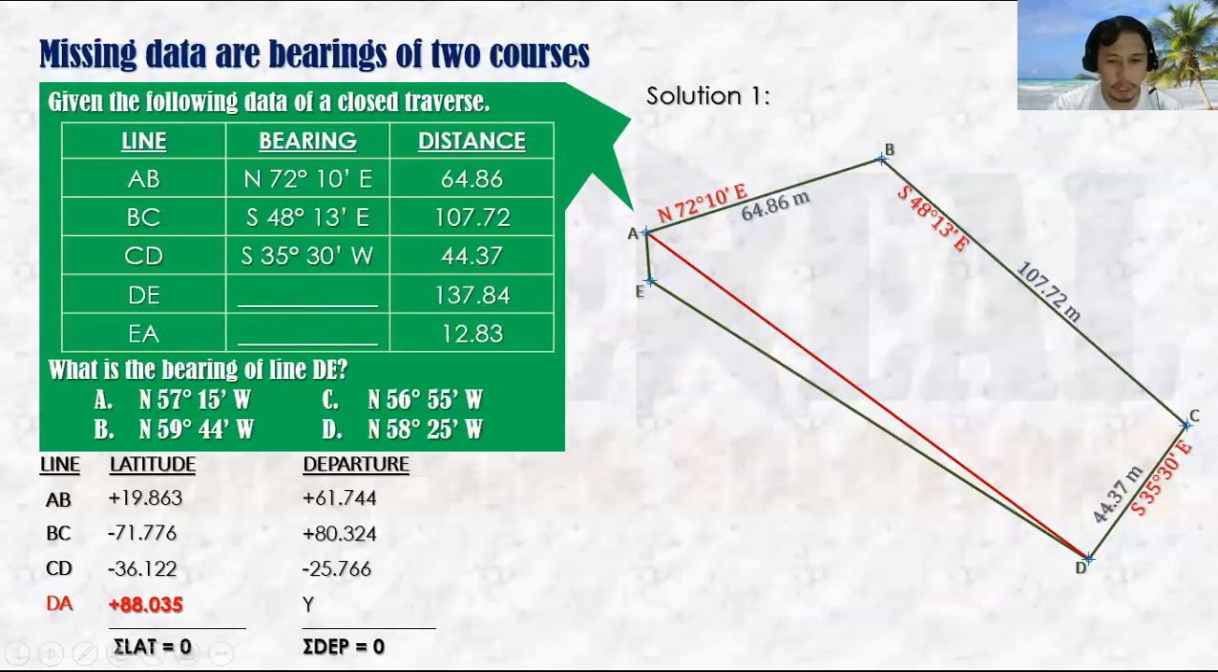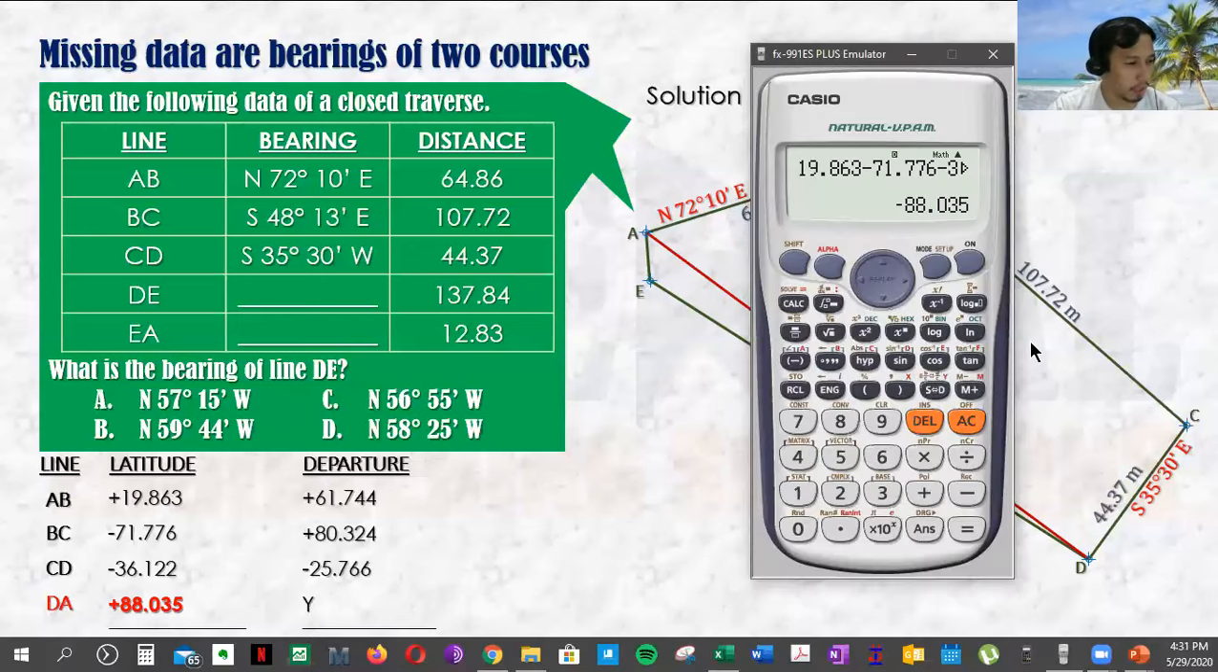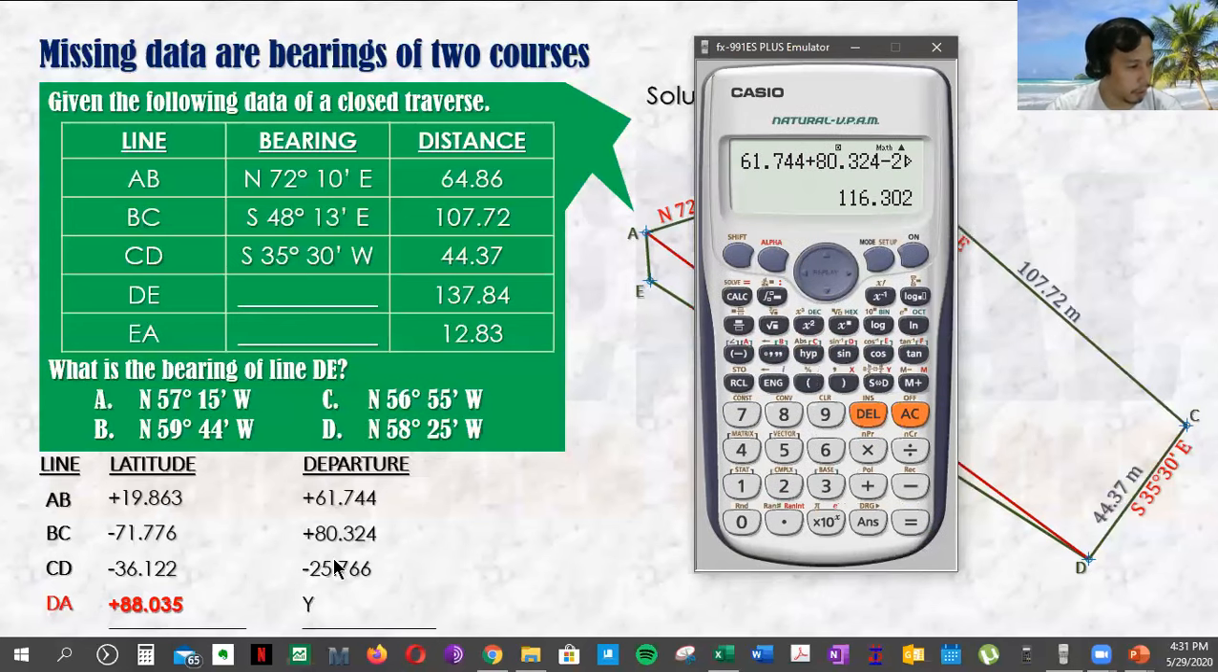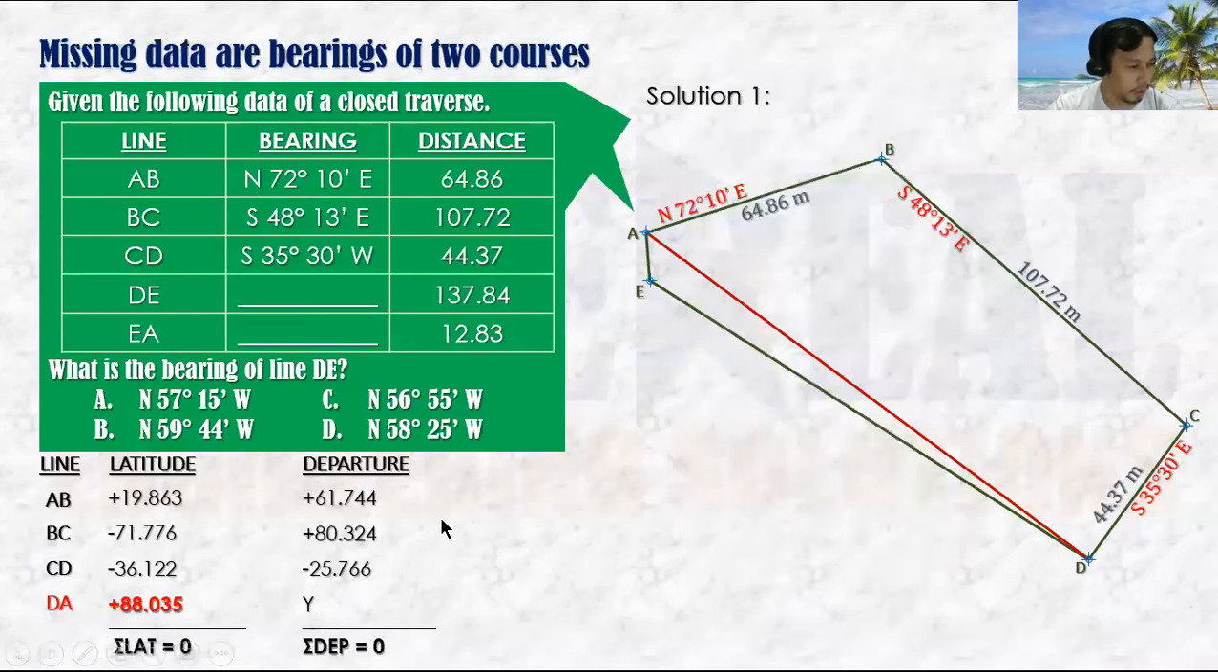Right? And for that y naman, if we're to determine that, i-add natin 61.744 plus 80.324, then minus 25.766, and that's it. 116.302 yung sum nito. So dapat y must be the negative of this, no? So that the sum is 0. So negative 116.302. Ganun siya.